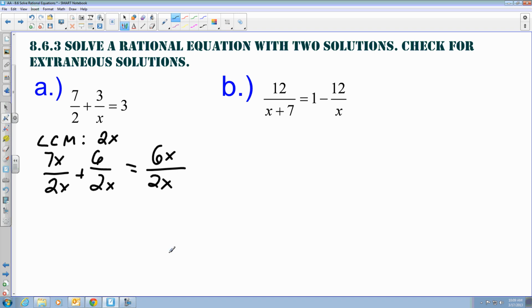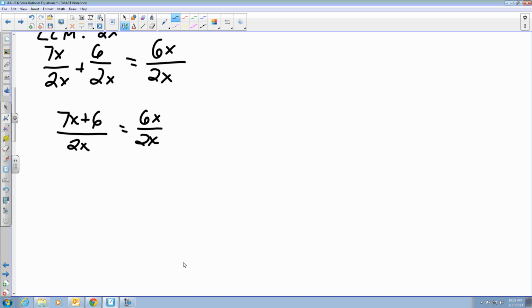So if I multiply it out, I get 7x plus 6, all divided by 2x, equals 6x divided by 2x. Here I can cross multiply, which then gives me 14x squared plus 12x equals 12x squared. I can divide both sides by 12x squared, which leaves me with 2x squared plus 12x equals 0.